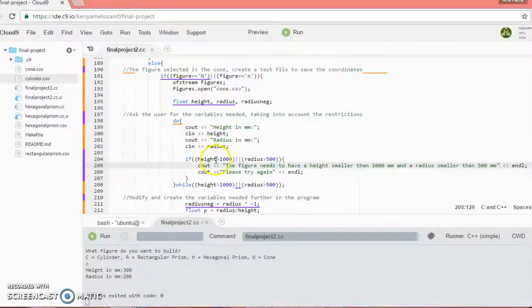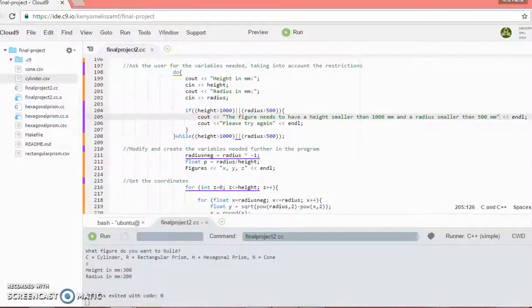And then if the height is bigger than 1000 and the radius is bigger than 500, then we're going to ask the user to enter the values again. And we have the do while to repeat these until the values that the user is entering are correct and can be printed.